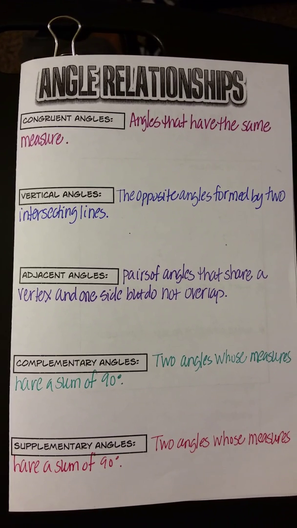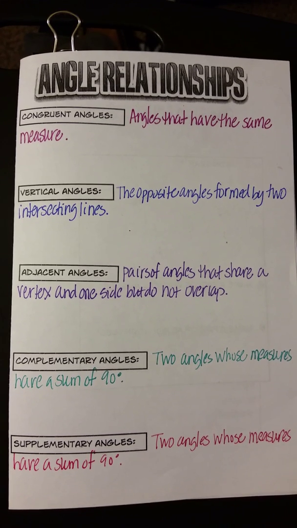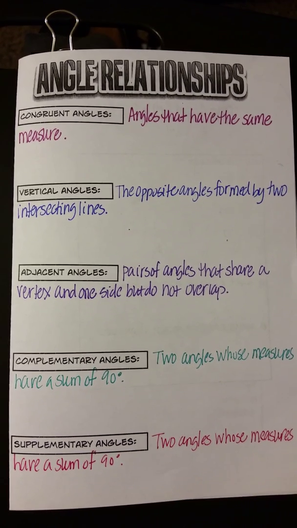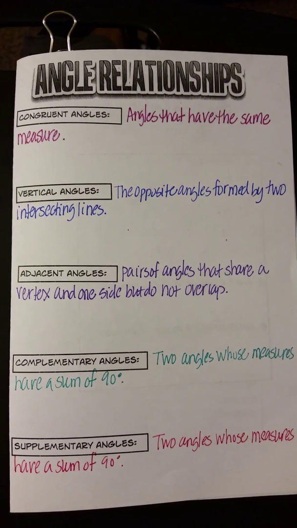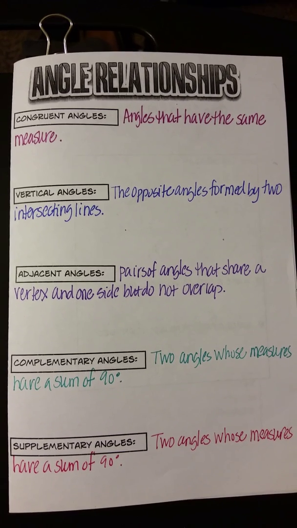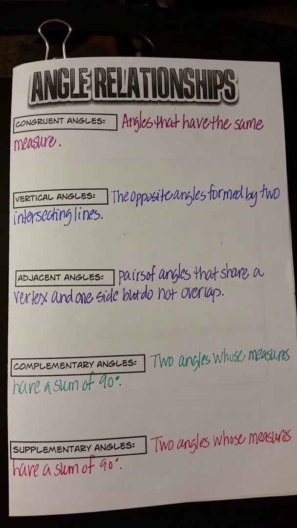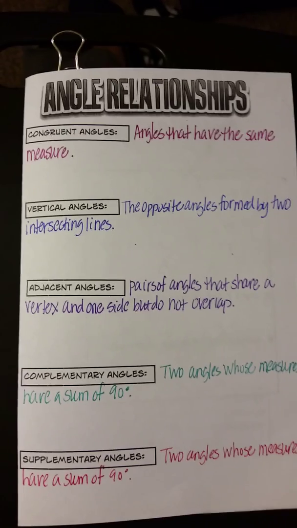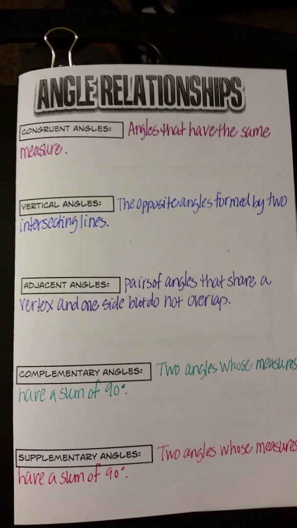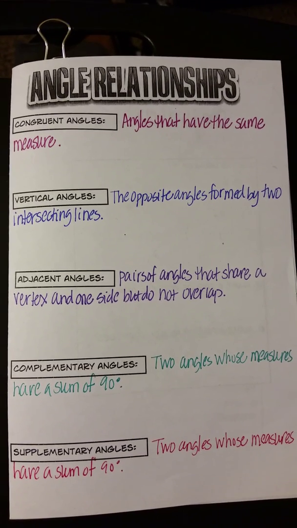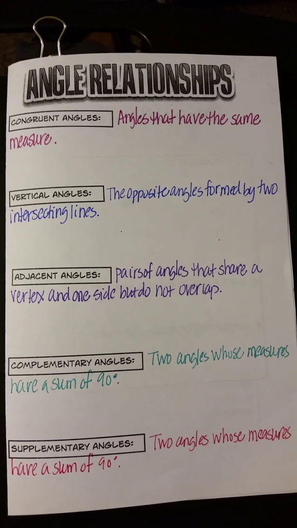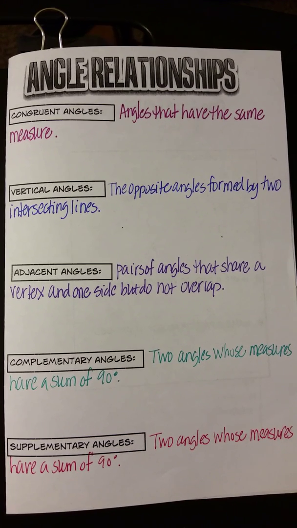As usual, we have started our YouTube videos over what we're going to be talking about the next day in class. We will be talking about angle relationships in class tomorrow, and we're going to start with classifying angles. So we have a little vocabulary words here. We have congruent angles, vertical angles, adjacent angles, complementary angles, and supplementary angles.